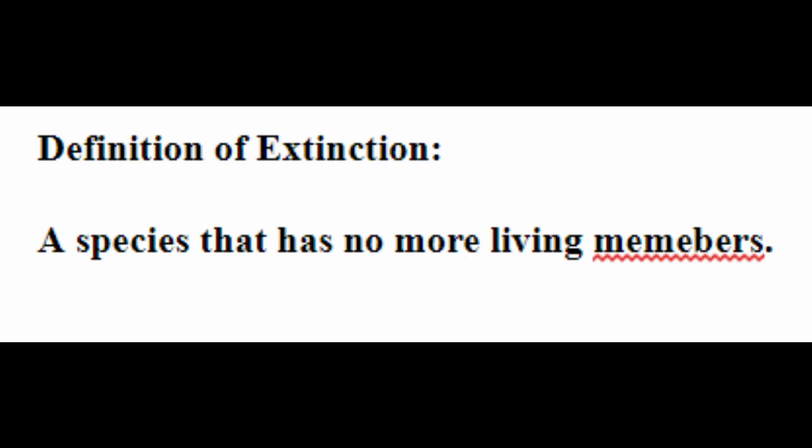So the first student submitted work is going to be this one you see on screen. It's a definition of extinction. So extinction means it's a species that has no more living members. So that sums it up pretty well. That's exactly what extinction is. None of the members or the species are alive anymore.